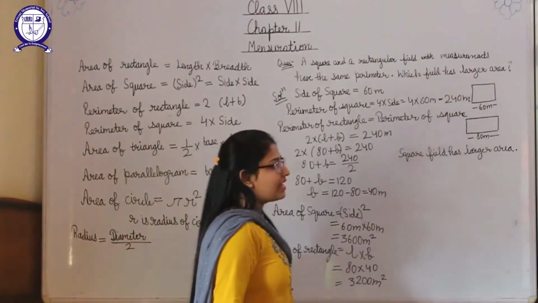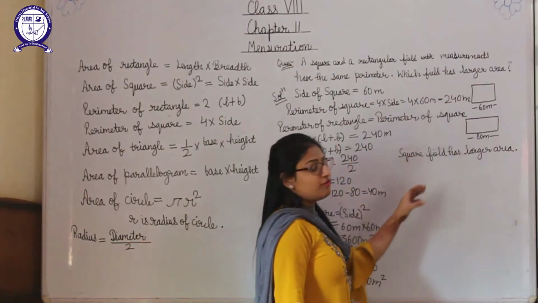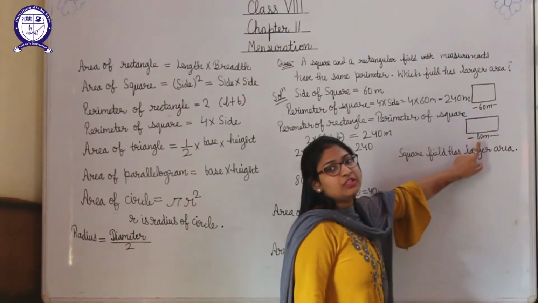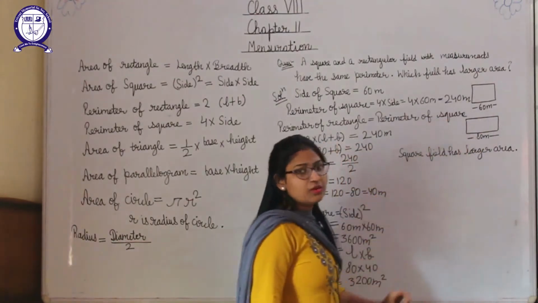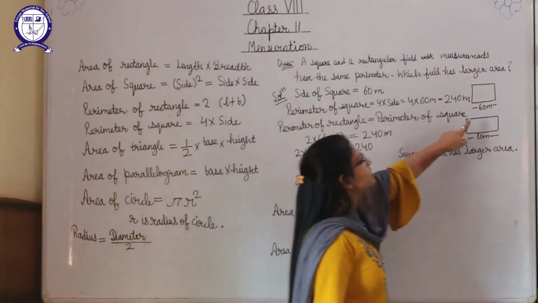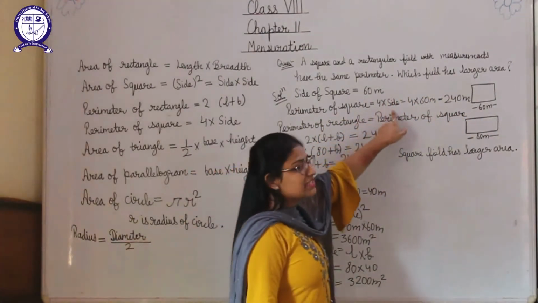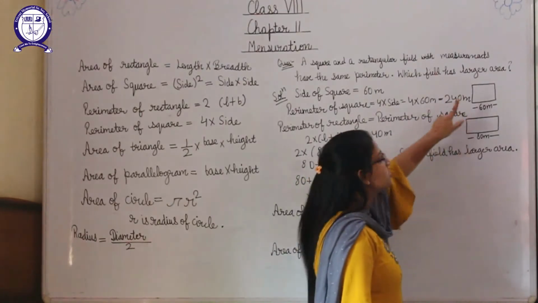So students, to tell which field has the larger area, we have to find out the area of both the figures. To find the area of the rectangle we need both length and breadth. Here only length is given, so we will find its breadth also. First of all, the side of the square is 60 meters, so its perimeter will be 4 multiply side, that is 4 multiply 60, so it will be 240 meters.